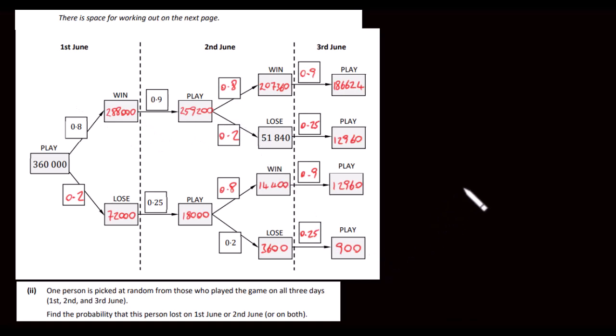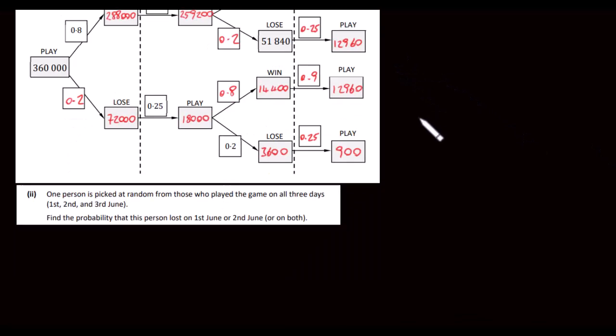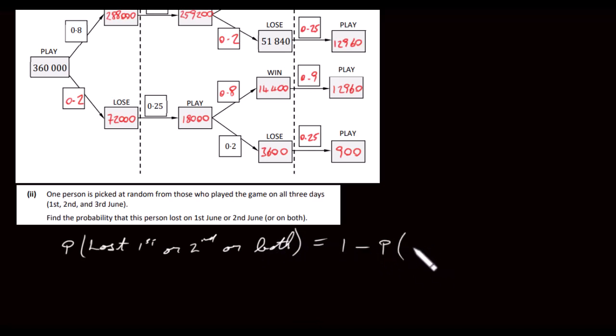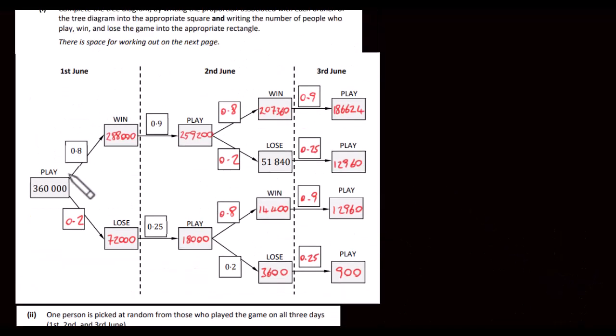So we have to find the probability that this person lost on the 1st of June or the 2nd of June or both. So really, if I write it out here, what we want is the probability that the person lost on the 1st or the 2nd or both. Now really that's going to be 1 minus the probability that the person will win on both days. So let's do that. A person winning on both days, you're going to look at coming up along here and then playing again and winning again. So it's going to be this number of people here.